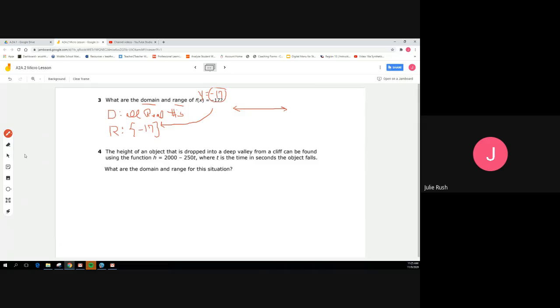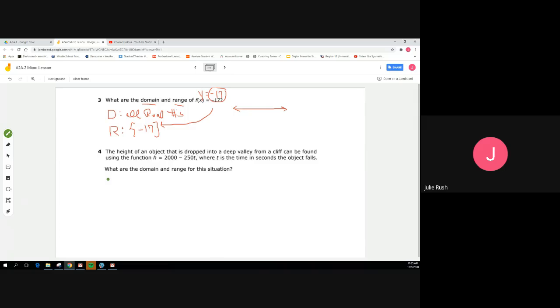And then our last problem, number 4, says the height of an object that is dropped into a deep valley from a cliff can be found using the function h equals 2000 minus 250t, where t is the time in seconds the object falls. What are the domain and range of this function?